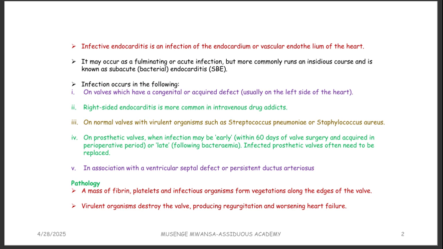The virulent organisms will be able to destroy the valve, and then they produce regurgitation and worsening heart failure. So if someone has heart failure and you end up destroying the valves, that can cause regurgitation. And really, regurgitation is where, because the valve is incompetent, when blood is moving through the valve, blood ends up going back in the direction it was coming from. That is regurgitation, because of incompetence of the valve.